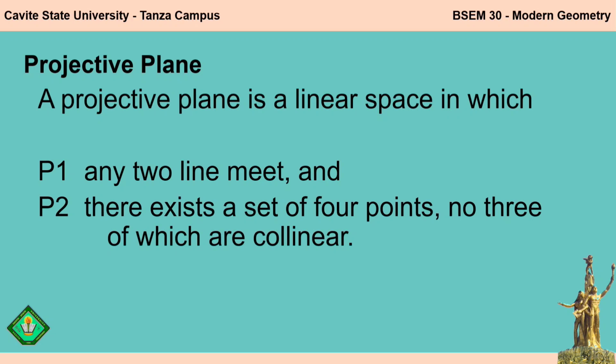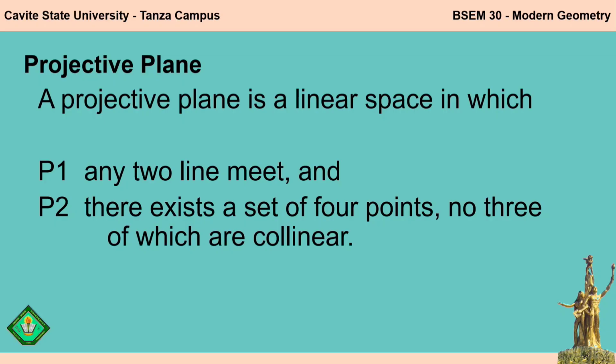So there must be at least 4 points and no 3 of them lie on the same line. So in real life, think of placing 4 pins on a board in such a way that no 3 are lined up straight. That means you can't draw a single straight line through any 3 of them. This ensures the space isn't too flat or simple, and it has enough complexity to be interesting.